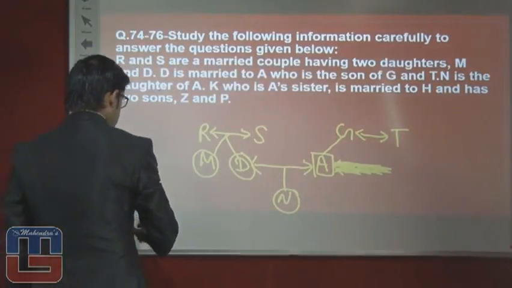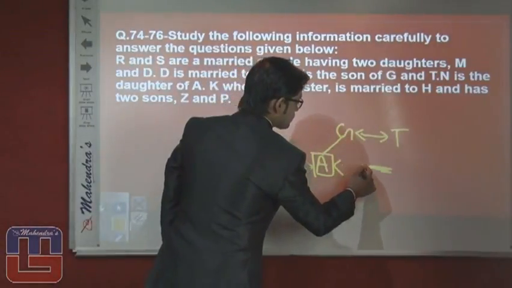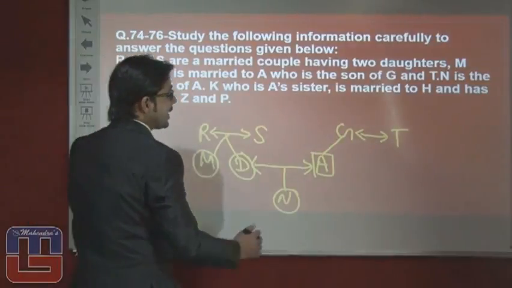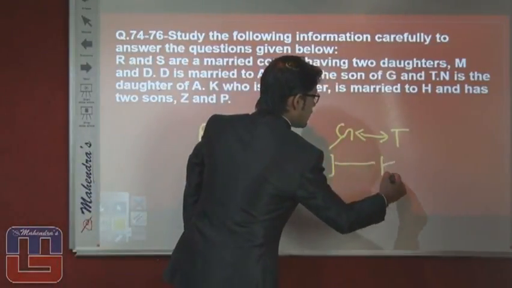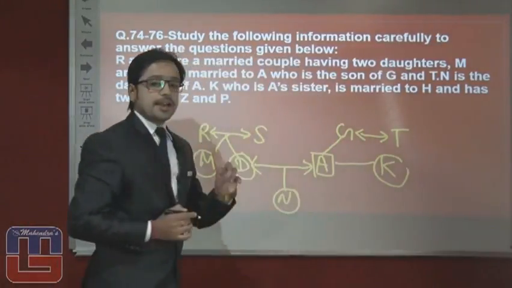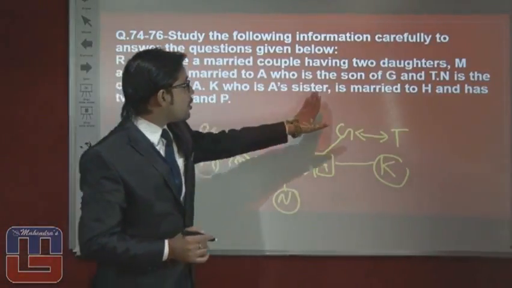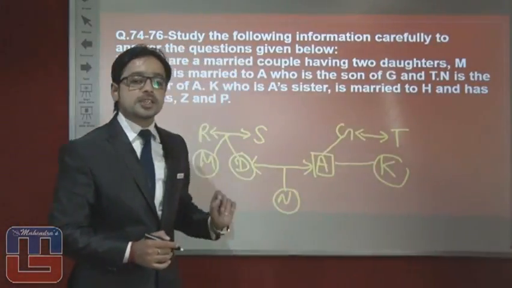A little bit of a mistake. Just wait for a while. We can draw this: K is sister of A, so we can draw it with a single line. Next, move towards the next statement. K, who is sister of A, is married to H.